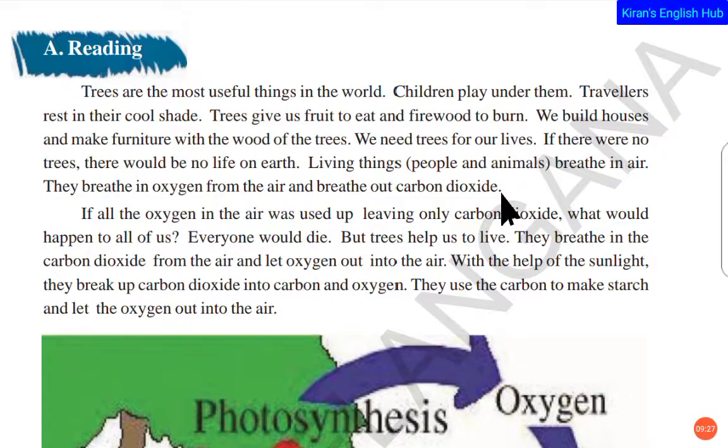That carbon dioxide is again taken by the trees.